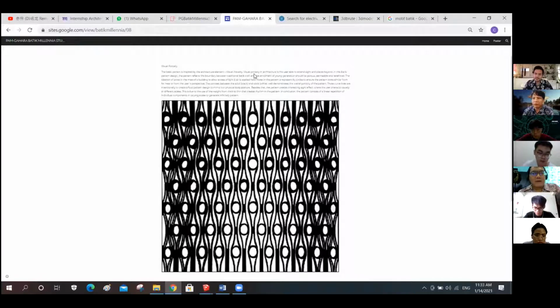These are some of our suggestions. It's still up to you to develop your pattern further, because at the end of the day, this is still a competition. So if you want to win, you will make sure that your design can be transformed into a batik that can be used by millennials. Correct. Okay.